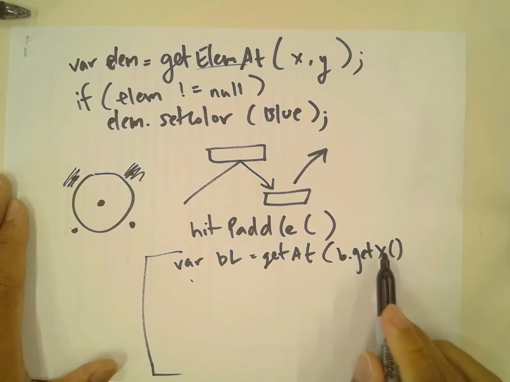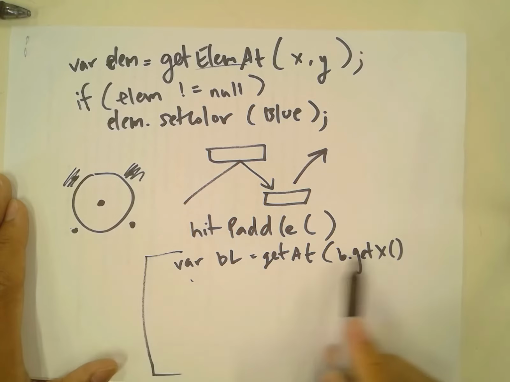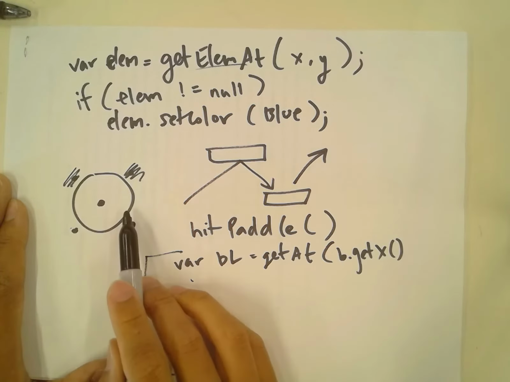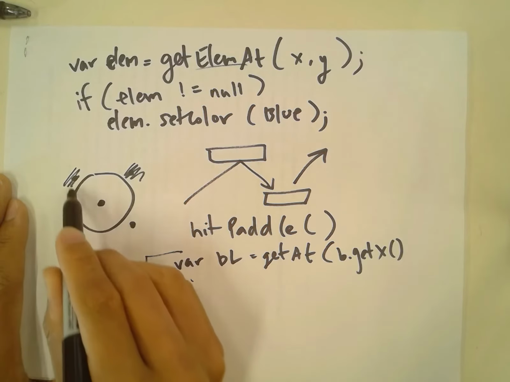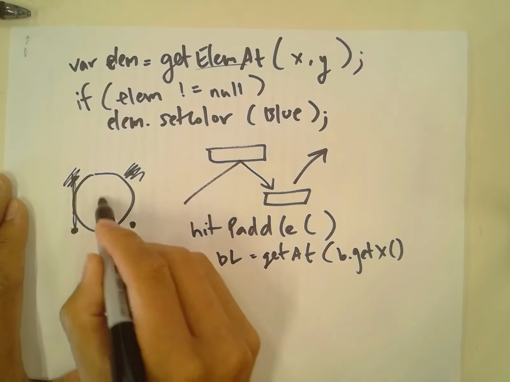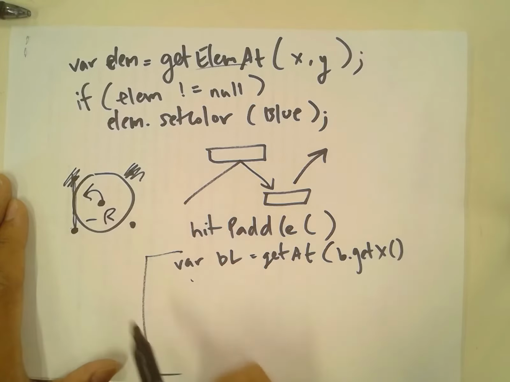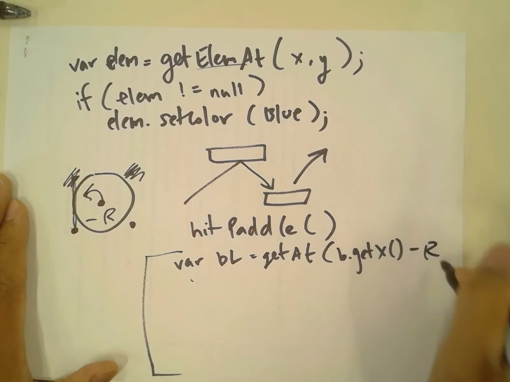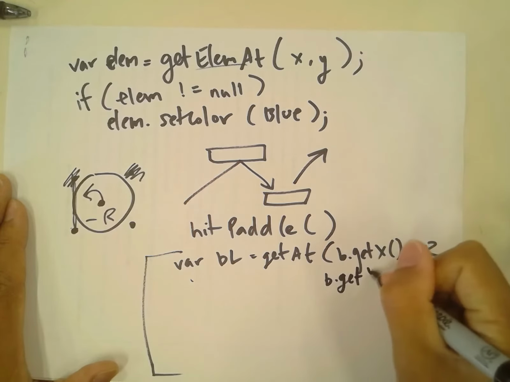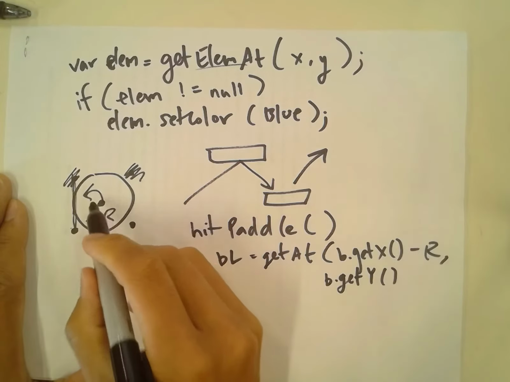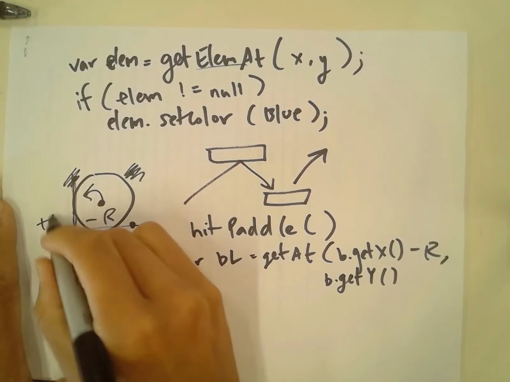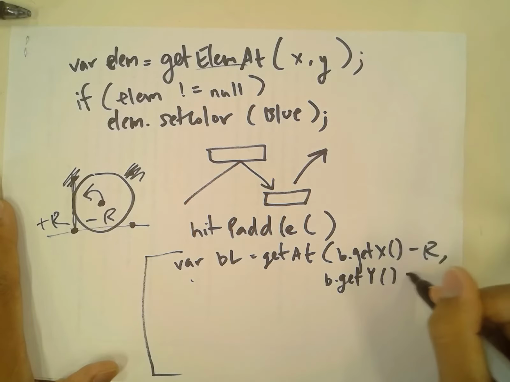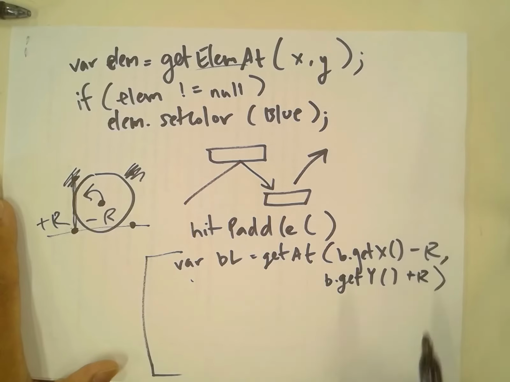But we don't want to get the center of the ball, or else getElementAt will return the ball. We want to get the bottom left corner. So how do we do that? Well, the x needs to change here, so we need to subtract the radius to get there. So we're going to minus radius. And then for the y argument, it'd be ball.getY, and we need to go from here down to here, so we would plus radius on the y to get down there.